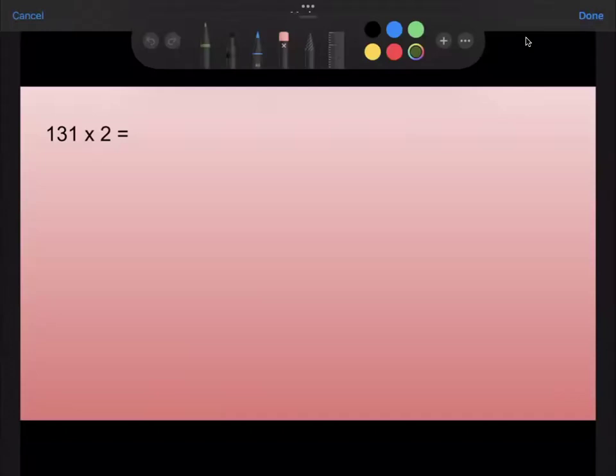For the standard algorithm, we take the number that has the most digits, in this case 131, and place it on top. Then we put the second number lined up by place value right beneath it.